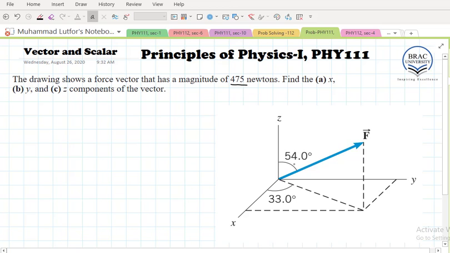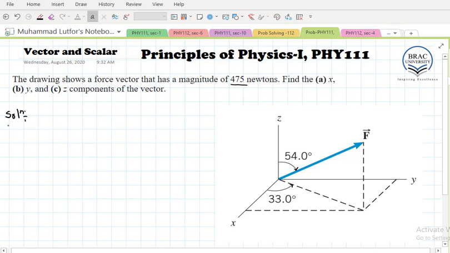This vector creates an angle of 54° with the z-axis, and this line is showing the shadow of this vector F in the xy plane, or you can say the component of vector F in the xy plane. That component creates 33° with the positive x-axis. I have to find the component of this vector along the x direction, along the y direction, and along the z direction. Okay, fine, let's start.